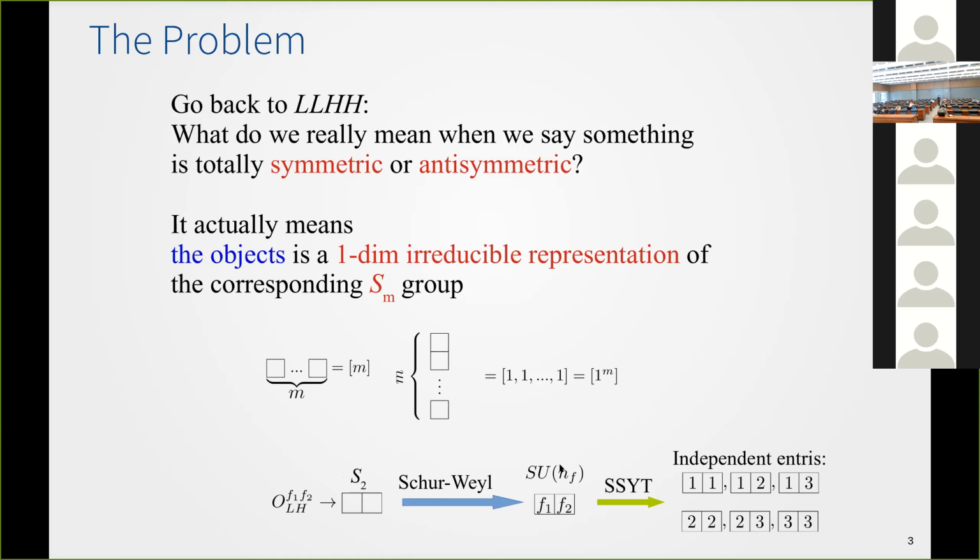if you view this object as a tensor under the SU(n) group, and F1 and F2 become variables that can be chosen from 1 to n, then the independent components spanned by this object also represent the irreducible representation of this group, and the independent components of this space are given by the semi-standard Young tableaux of the corresponding Young diagram.